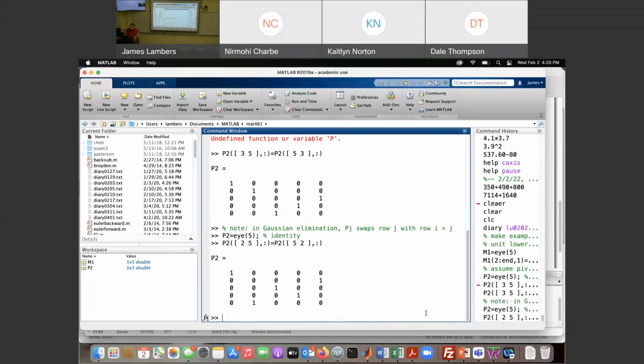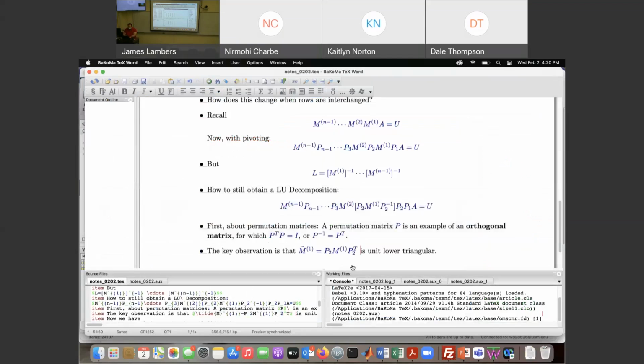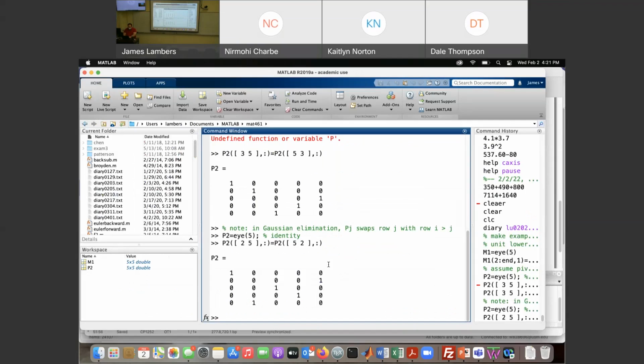Okay, and I'll clean up the diary after, so it's clear and to erase evidence of my mistake. Sorry, mistakes, plural. Alright, so now I have a permutation matrix, a kind of matrix that would pop up in this situation. So now, if I go back to my notes, I have all these ingredients I can form this matrix. And what I'll do is form it one step at a time. M1 tilde is equal to, so first I'll perform a row swap.